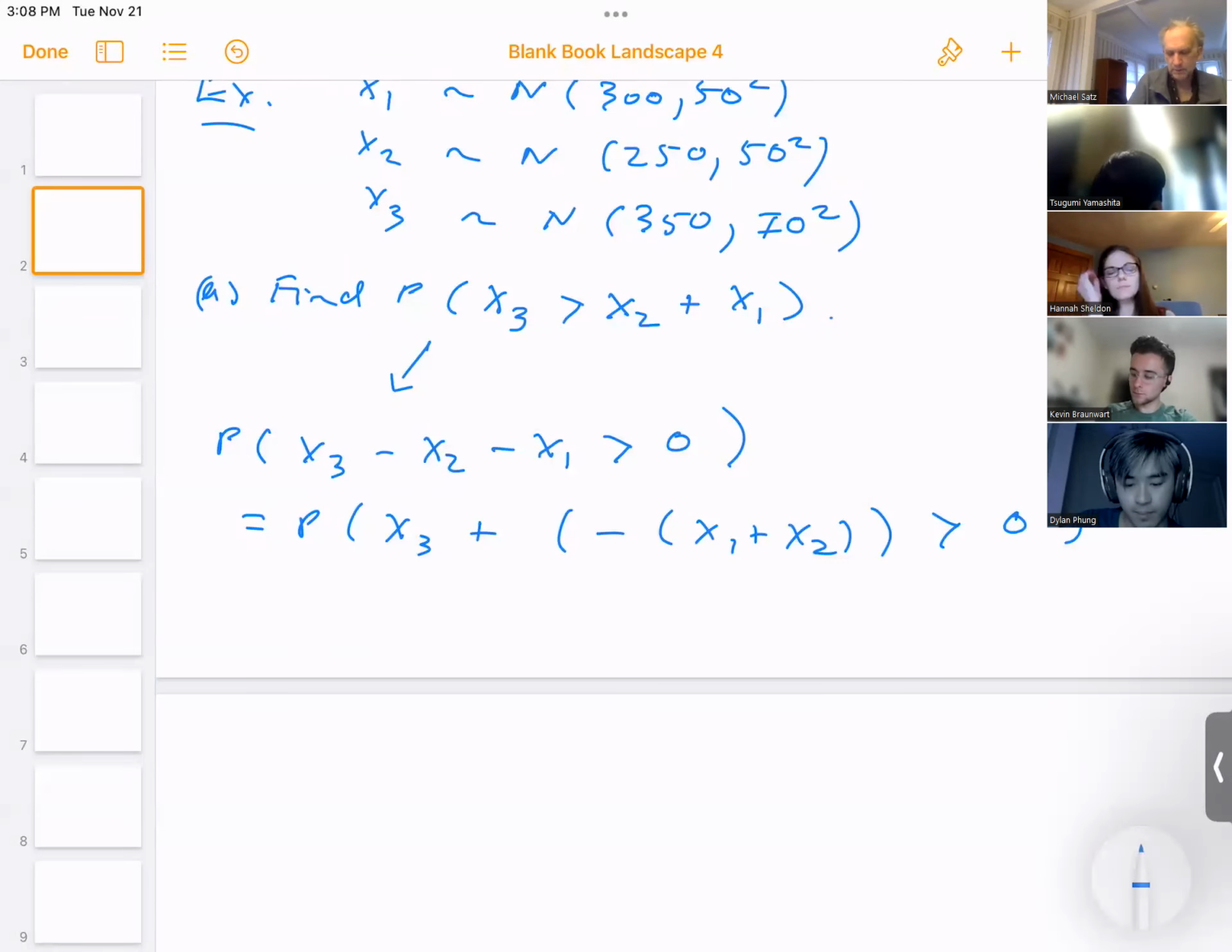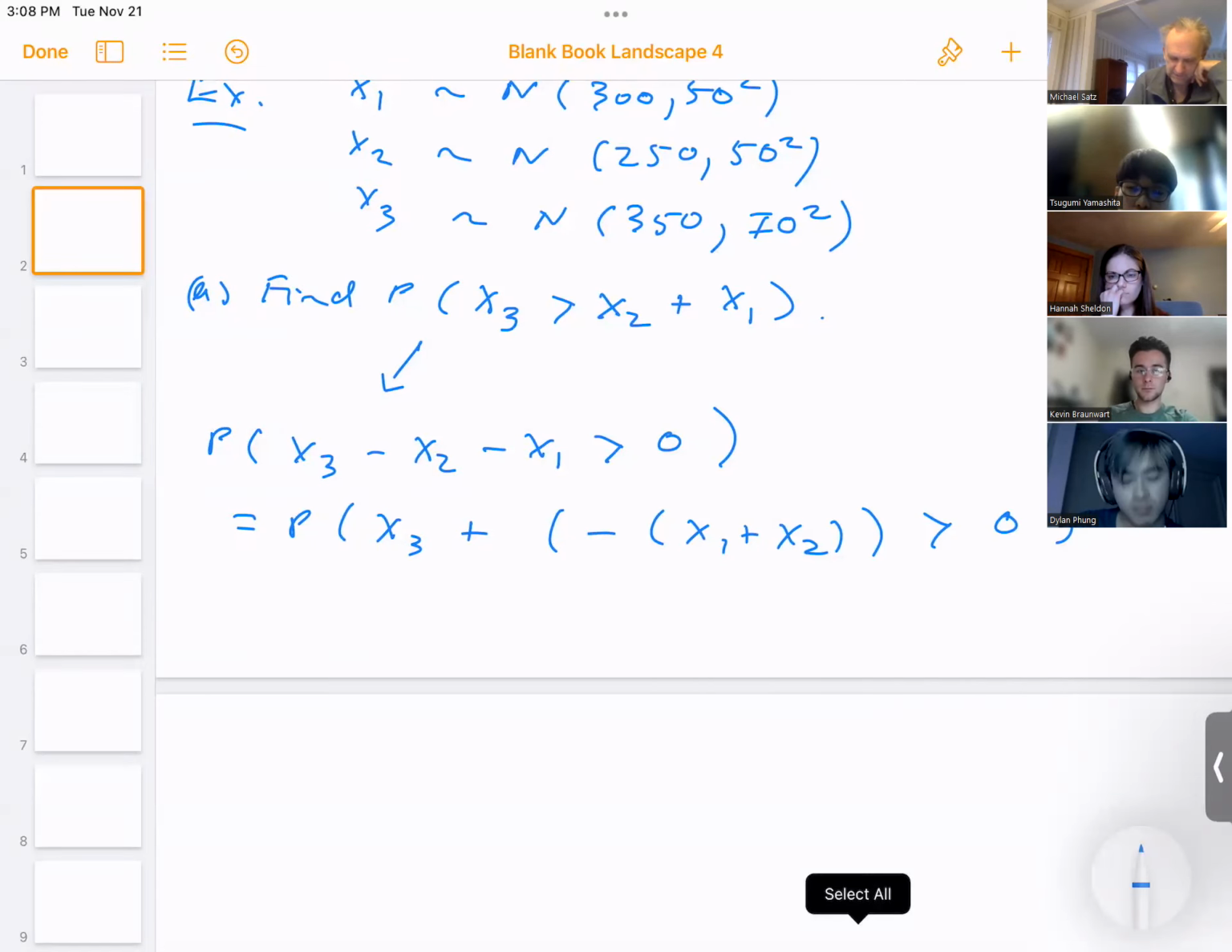All right, and now, what's the distribution of X1 plus X2? We'll write it right here. X1 plus X2 has what kind of distribution? Normal. What's the mean?